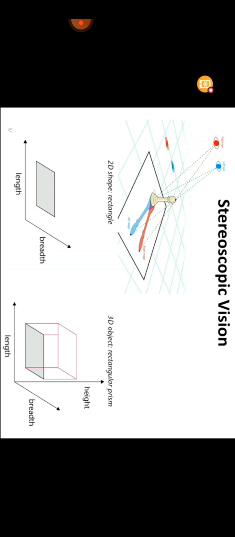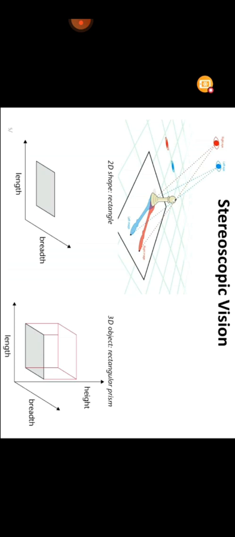So all these three will be made together by the fusion reactions of the brain, which is called stereoscopic vision. So for getting a stereoscopic vision, you should have both your eyes functioning together. This is very important when considering ophthalmology.